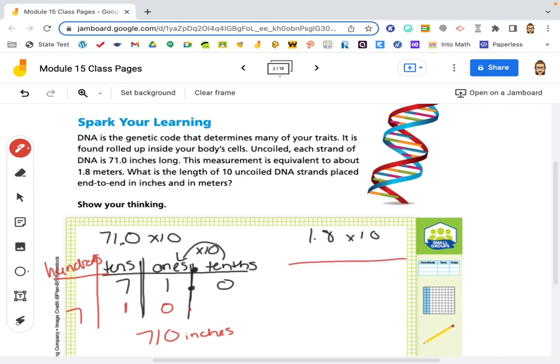Then we have another place value chart. We have tenths again, ones, tens. So we're starting with 1 and 8/10. Multiply 8/10 by 10, that gives me 8. And 1 times 10 gives me 10. So we get 18 meters.